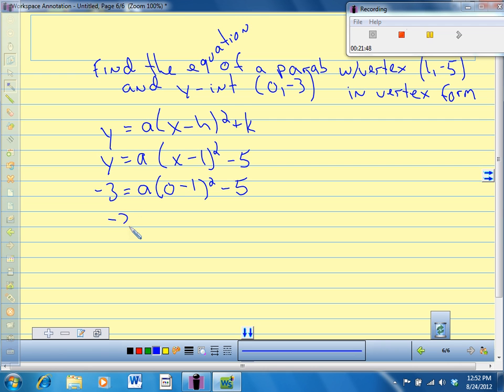So I get -3 equals a times -1 squared, which is 1a, minus 5. I add 5 to both sides of my equation, and I get that a equals 2. So now I can write my equation as y equals 2 times x minus 1 squared minus 5. And that would be the equation. That's not hard, right?